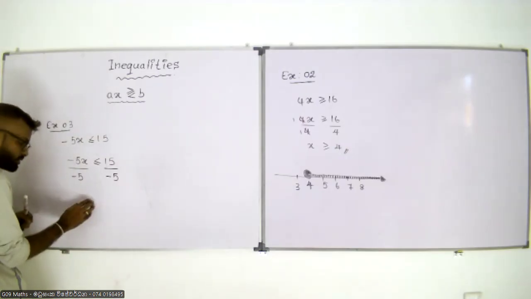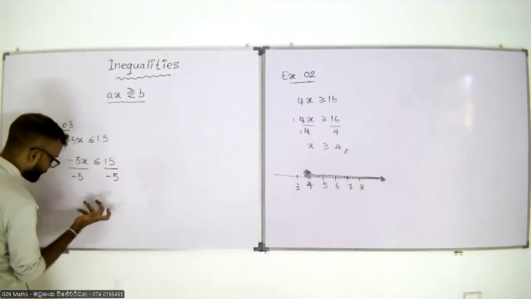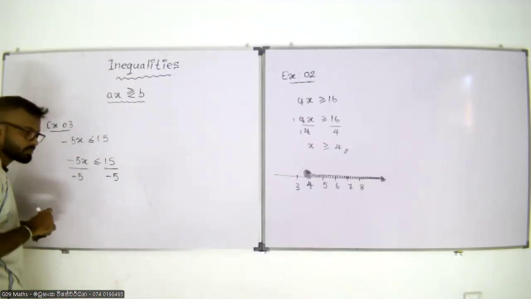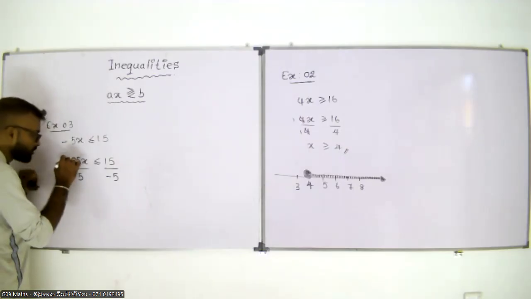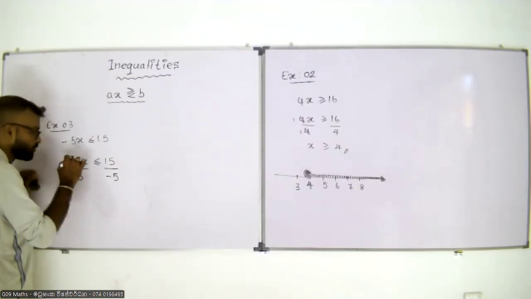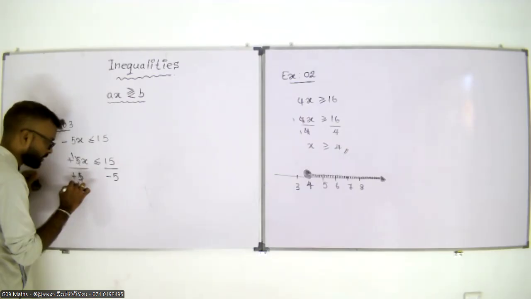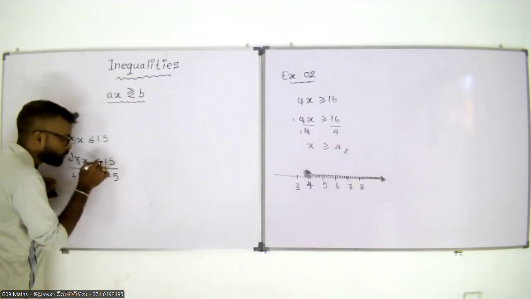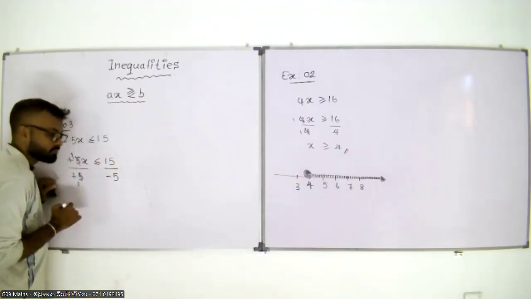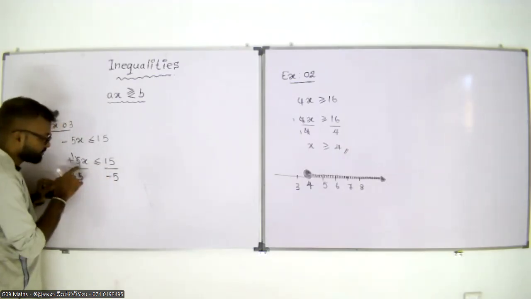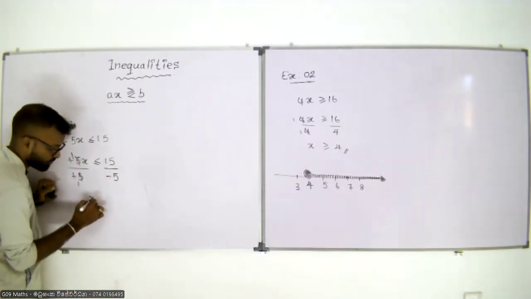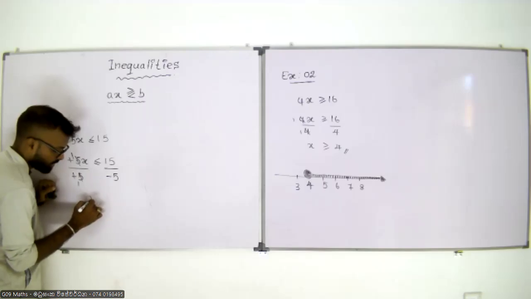When it comes to this step, I am going to flip my inequality. Sorry, the inequality mark. So negative divided by negative is positive. 5 times 1, 5 times 1. Positive divided by negative is negative. So here we have x.